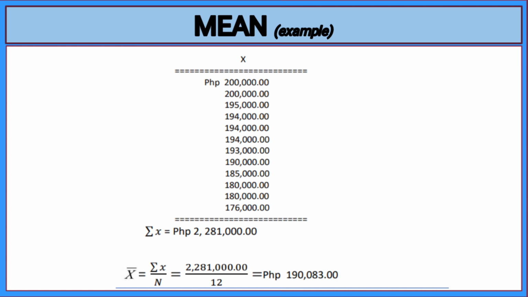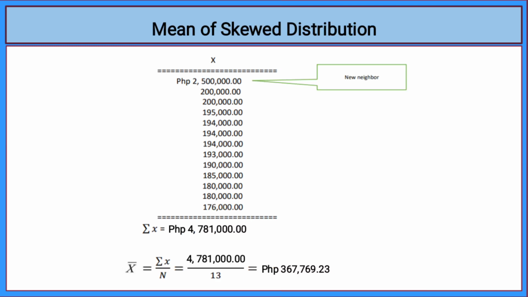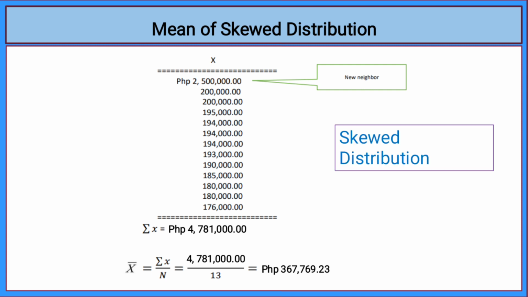Okay? But for some instances, there is what we call the skewed distribution. So how can we say that it is a skewed distribution? There are situations wherein the mean cannot be trusted to provide a measure of central tendency, unlike what we have in the first example, because it portrays an extremely distorted picture of the average value of a distribution of scores.